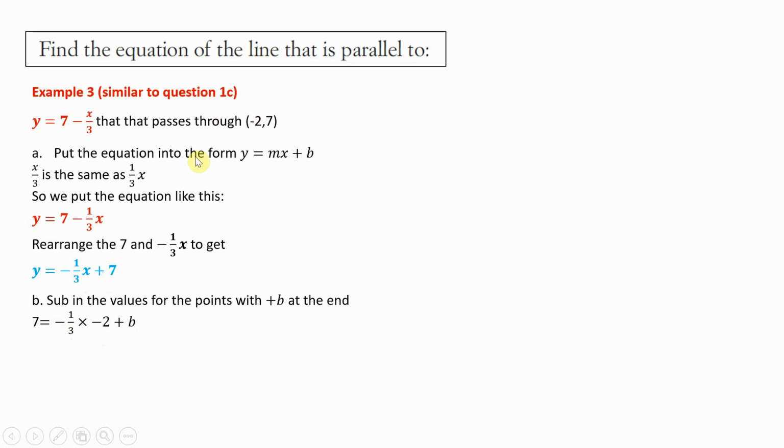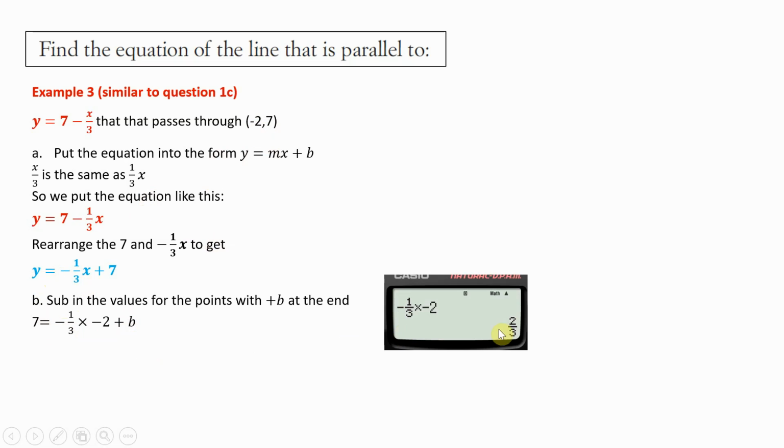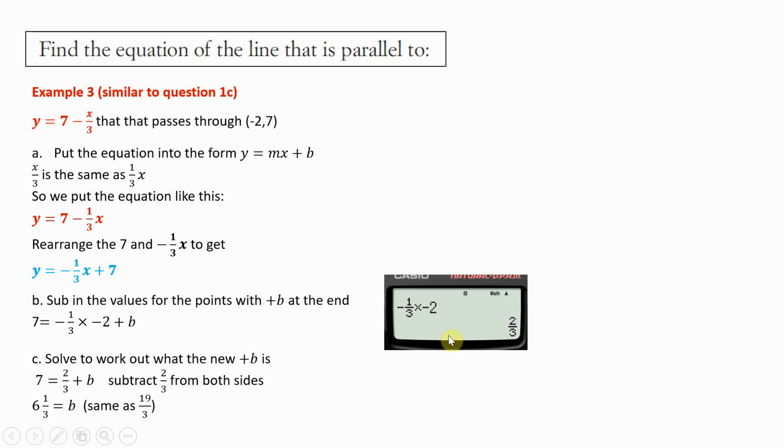So I'll just do that again. From this point here, we sub in the values. So instead of y equals, we put 7 equals. Instead of minus the third x, we put minus the third times negative 2, with the plus b. Now just to show you what I did on the calculator, minus the third times minus 2 is 2/3. So I'll put that in. There we are, that's where the 2/3 comes from. 7 equals 2/3 plus b.